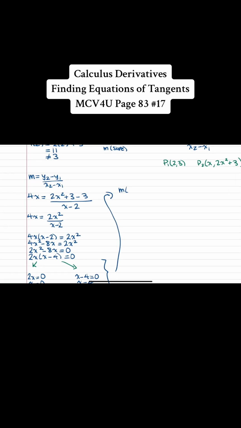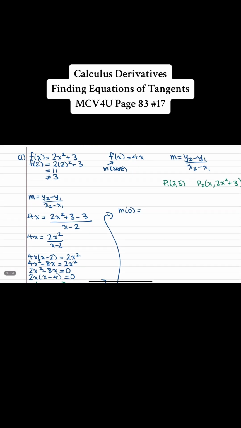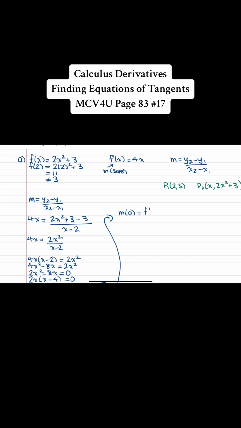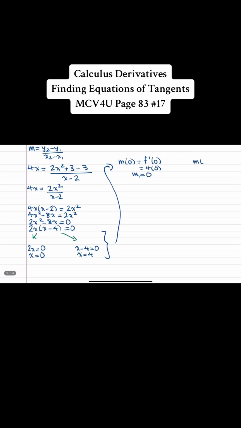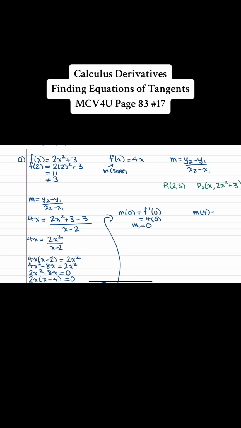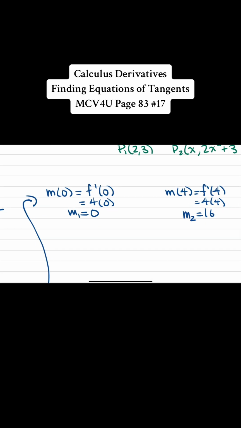I can say m at 0, which is the same thing as saying the derivative at 0, which will be equal to 4 times 0, which is equal to 0. Therefore, your first slope is equal to 0. Your second slope is when x is equal to 4. Therefore, you can say m at 4, which is equal to the derivative at 4, which is 4 multiplied by 4, which is equal to 16. Therefore, your second slope is equal to 16.